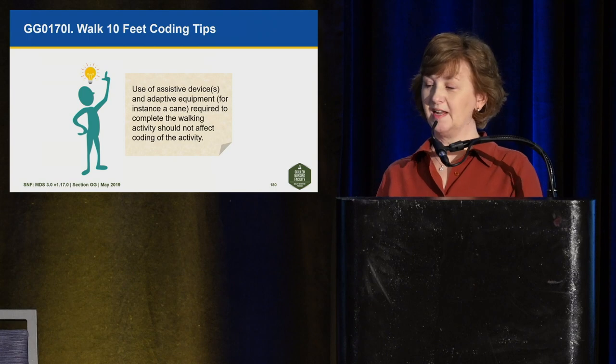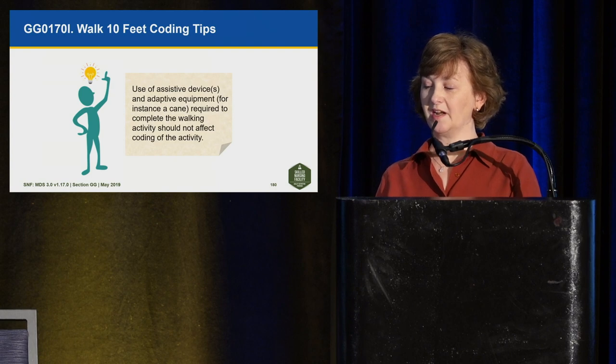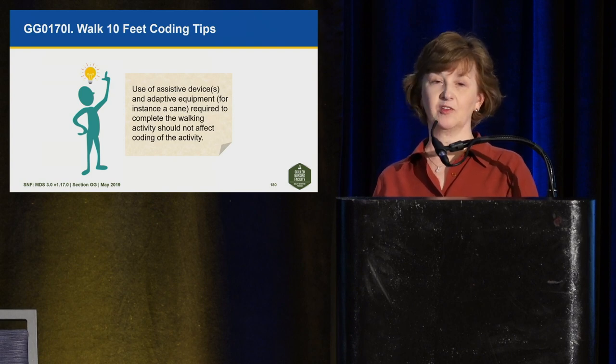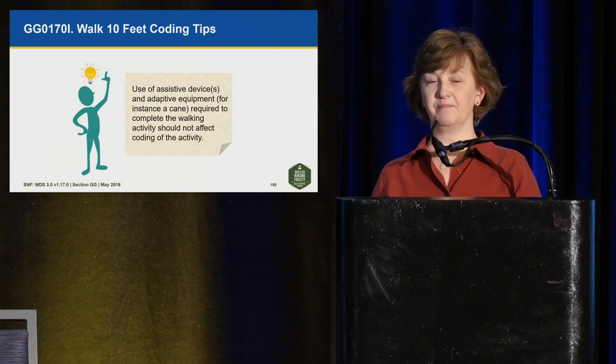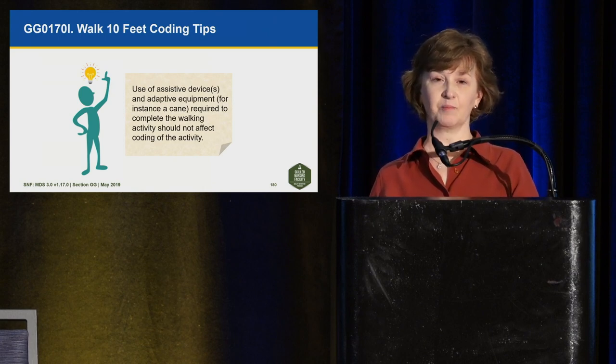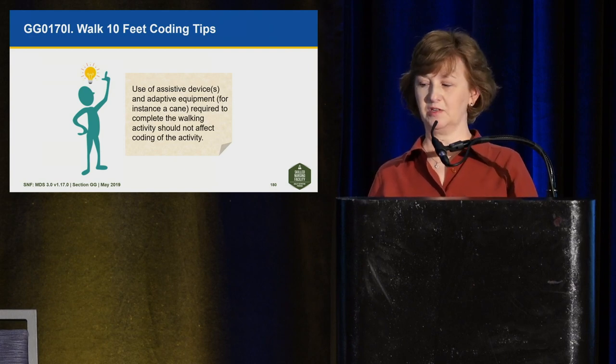Just another coding tip, use of assistive devices and adaptive equipment. For instance, a cane required to complete a walking activity would not affect the coding of the activity. You would code based on whatever equipment or devices the person normally used, but the use of the device does not increase or decrease the score.